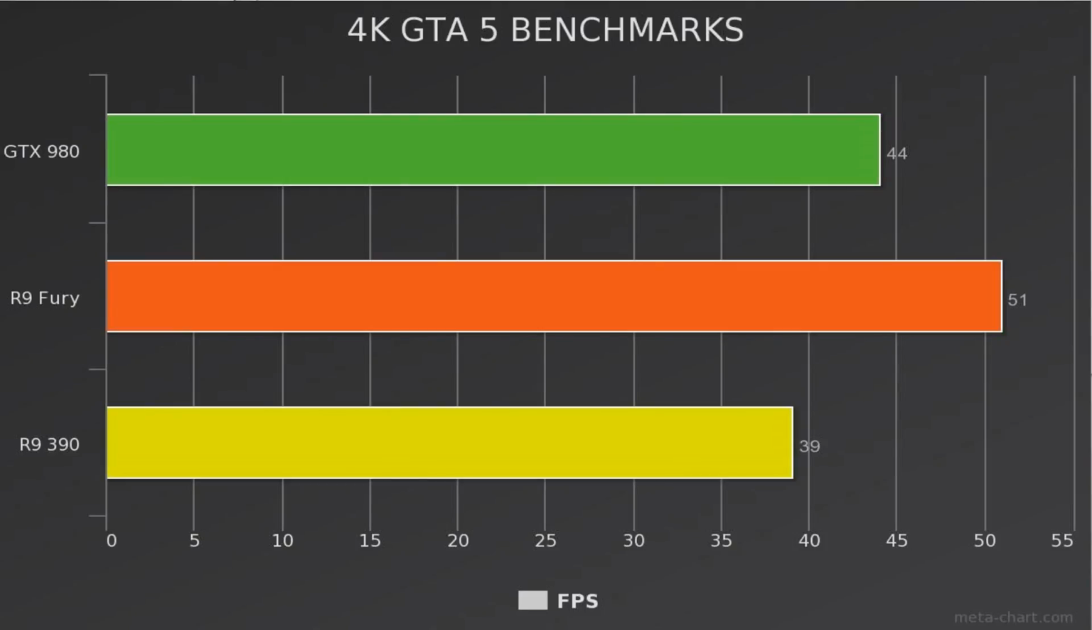Now, GTA 5 on the 4K benchmark, very high settings: R9 Fury 51, GTX 980 44, R9 390 39. So you can clearly see that at 1080p the GTX 980 beat the R9 Fury, but at 4K the R9 Fury beat the GTX 980. But still, the R9 390 is giving you identical performance to the GTX 980.